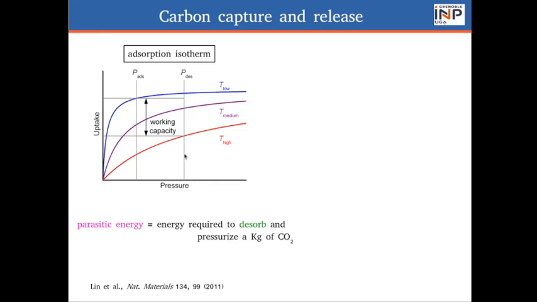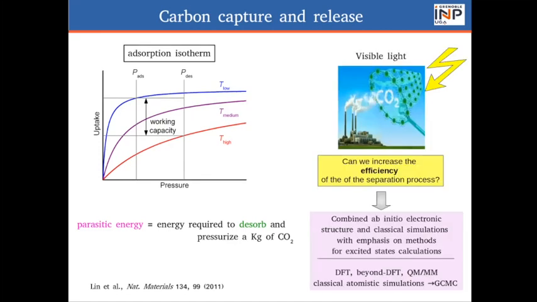The problem is that when the working capacity is large, in order to have a large decrease in binding, you need a very large parasitic energy associated, which is the energy required to desorb and pressurize a kilogram of CO2. So there has been some work in the community trying to develop materials that are smart in desorbing gas. One idea is, can we have a very large working capacity, but without having to induce a huge change in temperature, with an associated low parasitic energy? Can we use light? In fact, light is cheap, and can we achieve such good performance?